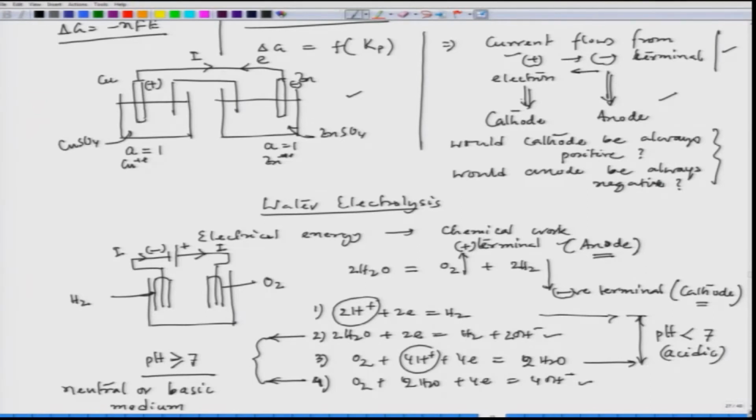Now, we can have two sets of reactions that are possible in case of electrolysis of water. One set is H plus plus e equal to H2, and then we can have another reaction. So, this is the cathodic reaction.